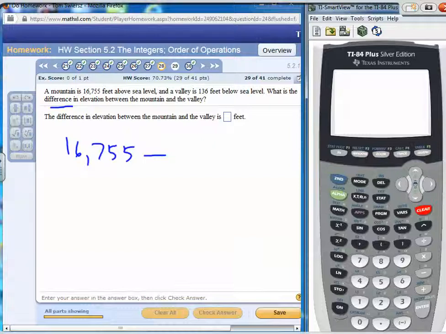But notice, be careful here. The valley is 136 below sea level. So below sea level, you have to represent it with a negative number. So 6,755 subtract a negative 136 will make it add a positive. Again, you can just do it on your calculator. The key here, it's below sea level, so it's subtracting a negative, which becomes adding a positive. But on your calculator, you don't have to change it to adding a positive. You can just keep it to subtract a negative.